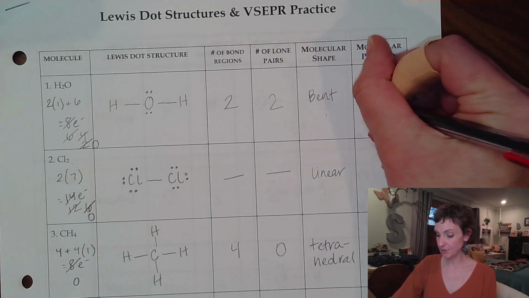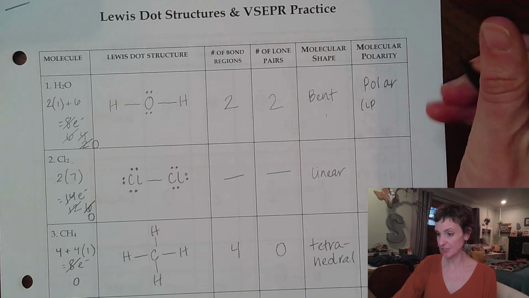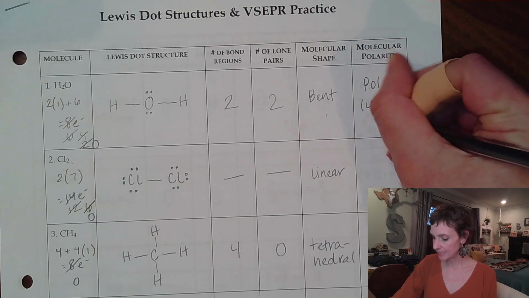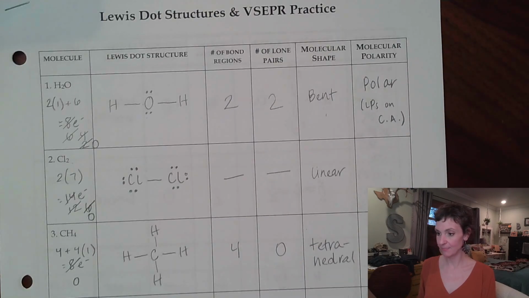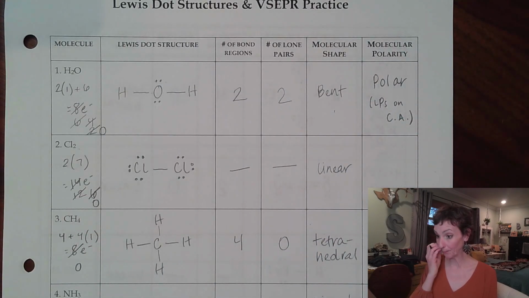And if we want, you don't have to do this to justify, but I think it is useful. We have lone pairs on the central atom. That's what makes that molecule polar.